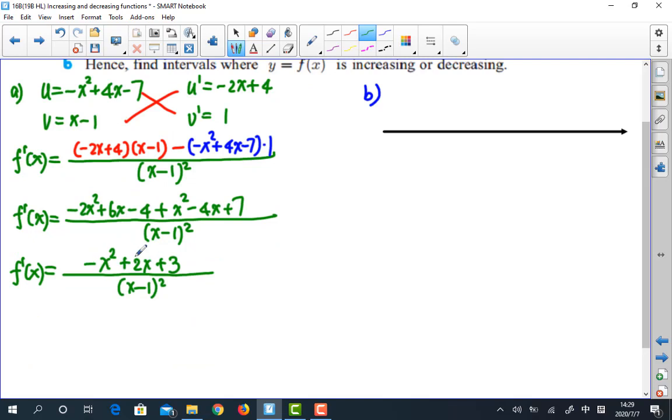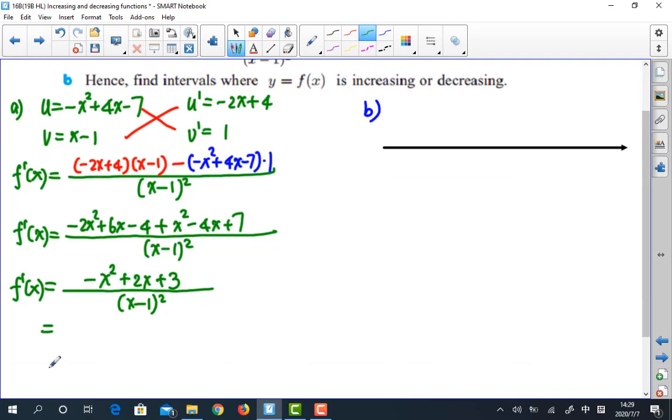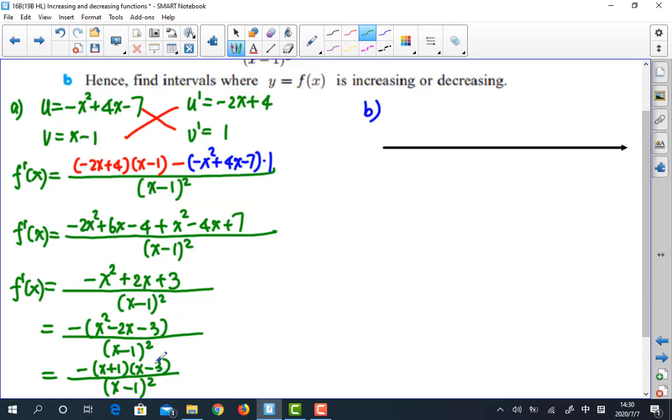Let's look at this numerator in comparison with this numerator. This one reminds me I need to factor the top. So let's factor the top. So x minus 1 squared, take out the negative sign, x squared minus 2x minus 3. Let's factor the trinomial, negative x plus 1 times x minus 3. So this is the first derivative.